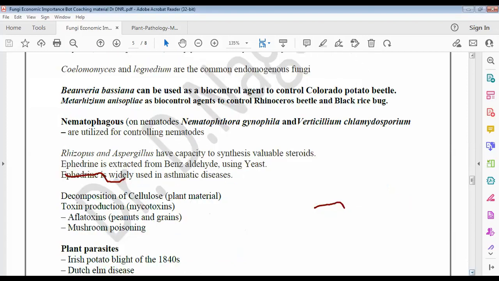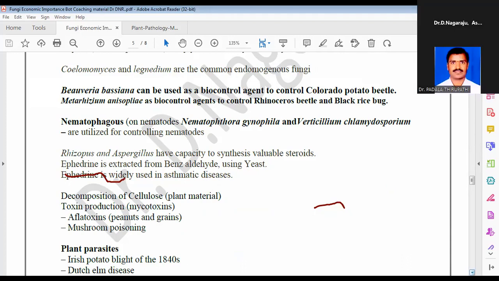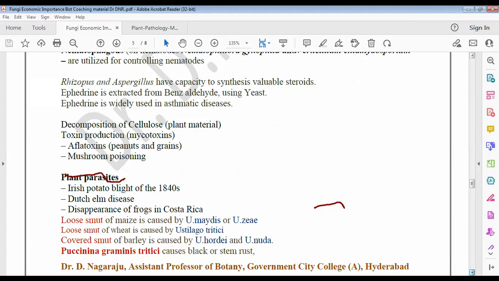And in steroid preparation we also use Rhizopus and Aspergillus. Ephedrine, epinephrine, norepinephrine, which we use as painkillers now, are also prepared with these fungi.